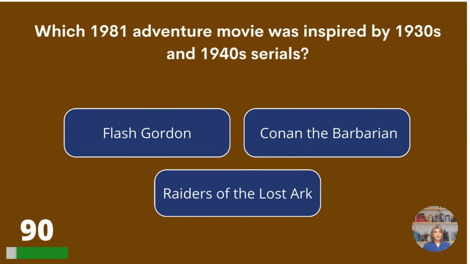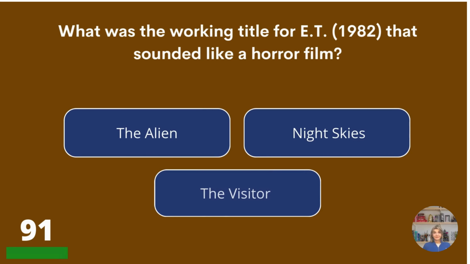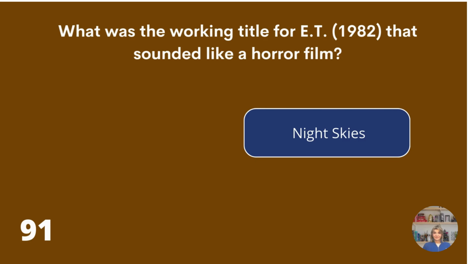Which 1981 adventure movie was inspired by 1930s and 40s serials? Flash Gordon, Conan the Barbarian, or Raiders of the Lost Ark? Raiders of the Lost Ark. What was the working title for E.T. that sounded like a horror film? The Alien, Night Skies, or The Visitor? Night Skies.